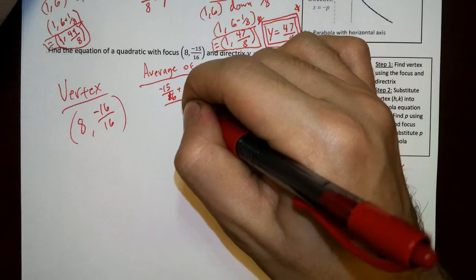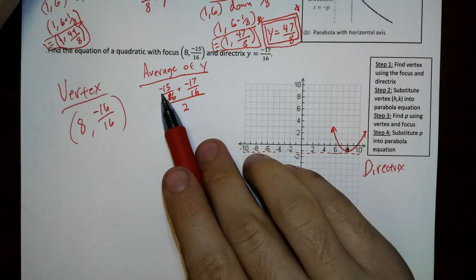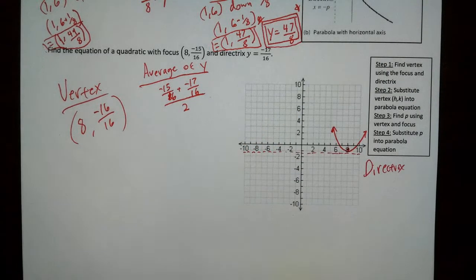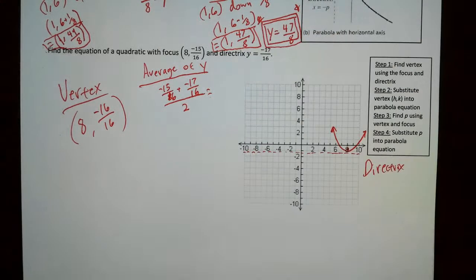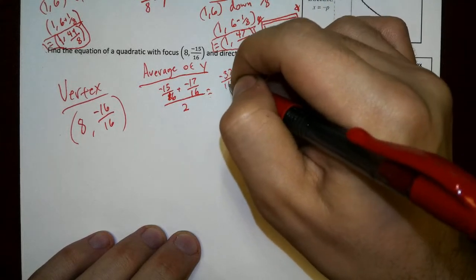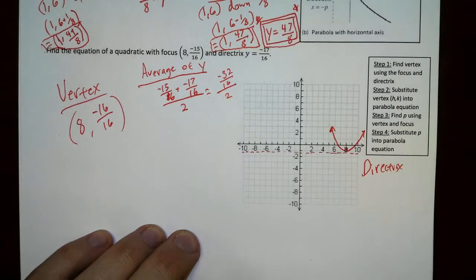Divided by 2. Okay, and again, we're just finding the average of this, right? Negative 15 divided by 16, negative 17 divided by 16, and divided by 2. We add those together, divide them by 2, that's how we find the average of something. Add them all up, then divide by the number of things we added. So that's going to be negative 32 divided by 16 divided by 2.